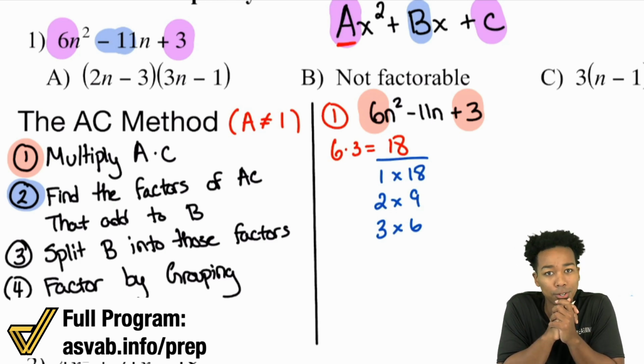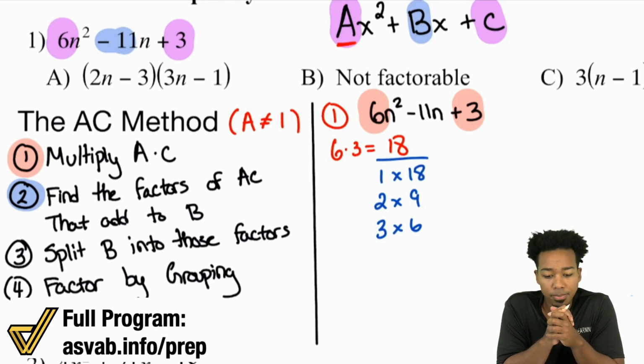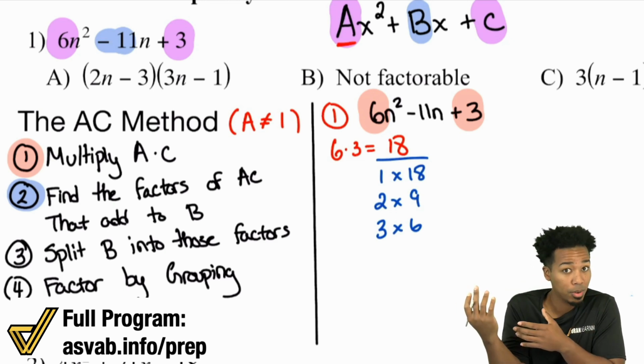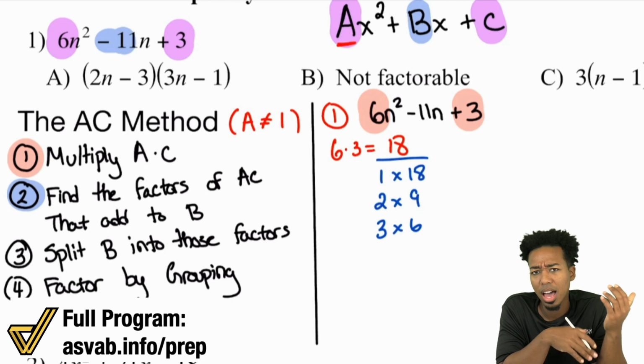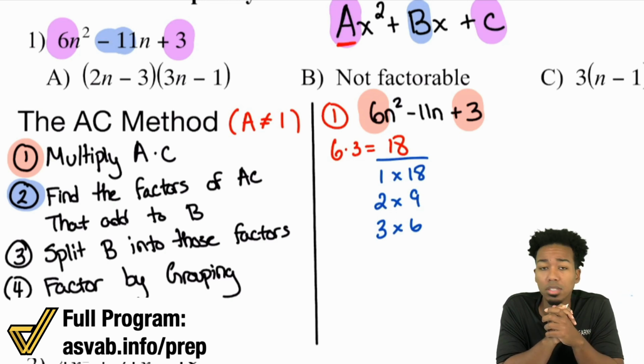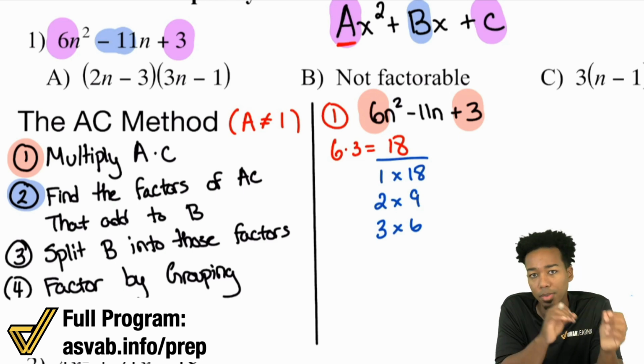Notice how the B term is negative 11. Again, we're looking for the factors of AC that add up to B. To multiply to get a positive 18, you can have either 2 positive numbers or 2 negative numbers. But if we're trying to add to a negative 11, can you add 2 positives to get a negative? No. Can you add 2 negatives to get a negative? Absolutely. A negative plus a negative will always be negative. So both numbers have to be negative.